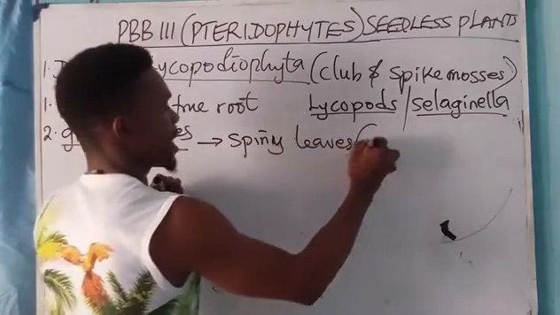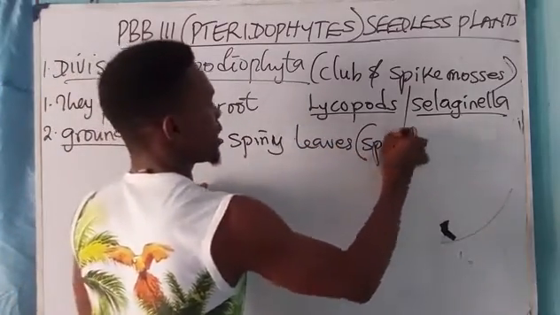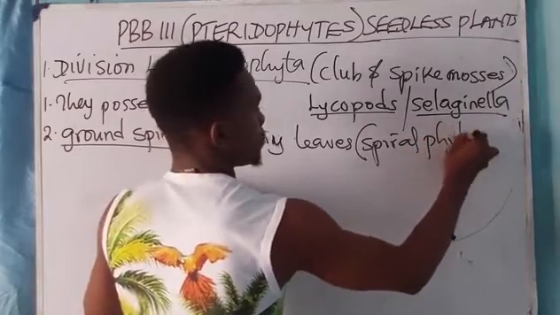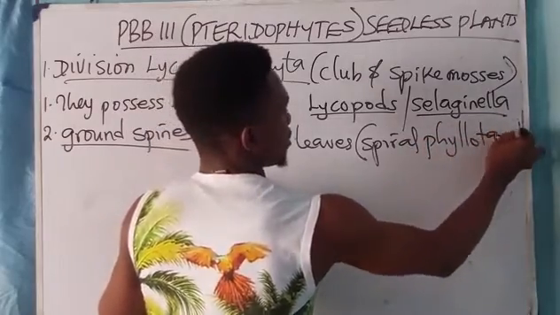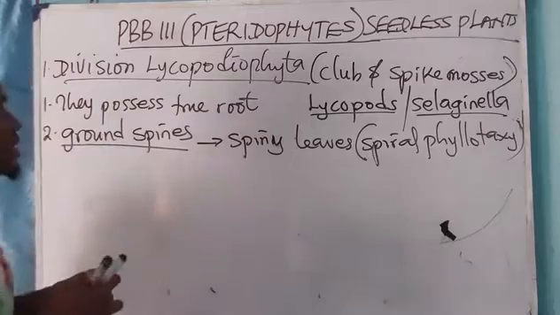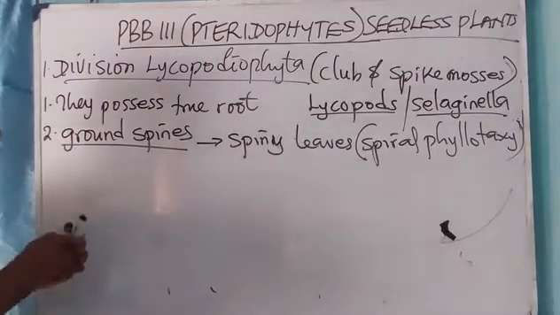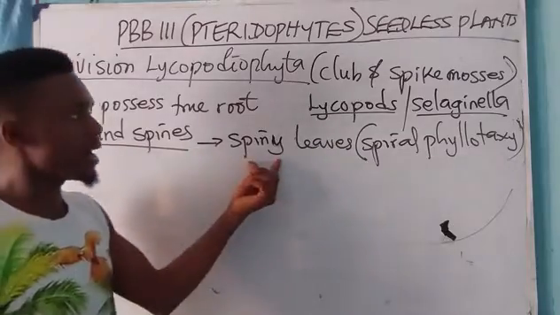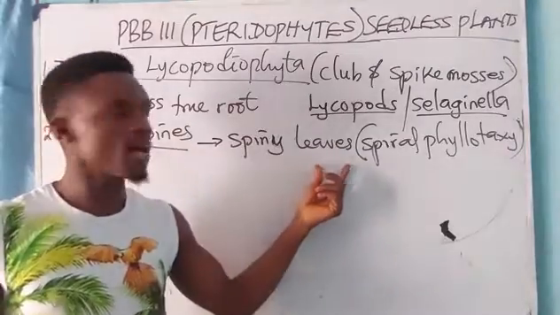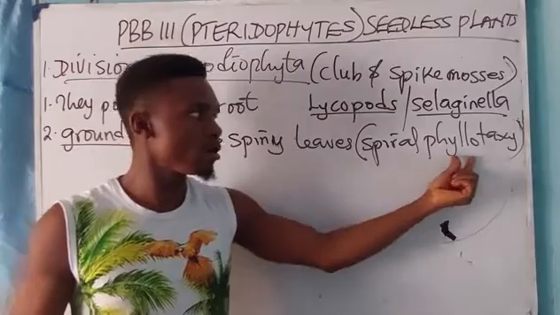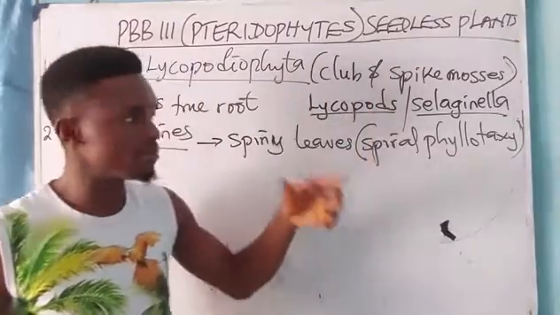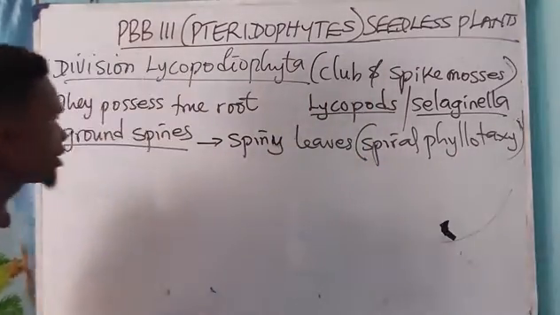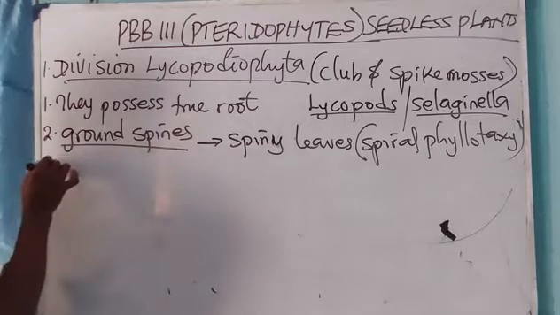And their leaves are in spiral phyllotaxy. Those lycopods are called ground spines because they have spiny leaves. Their leaves are arranged in what? Spiral phyllotaxy. The arrangement of leaf is called what? Phyllotaxy. Okay? Now take note of that.